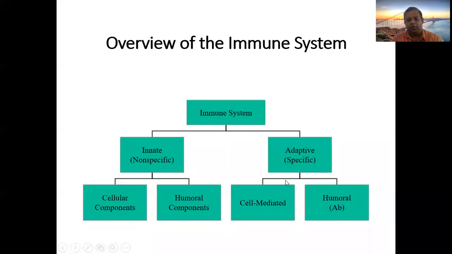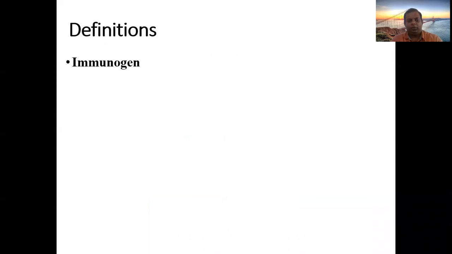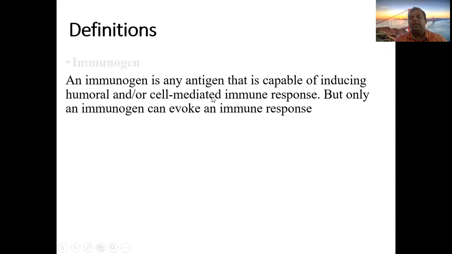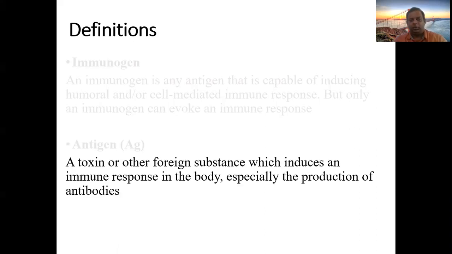The adaptive immune system, later on, is cell-mediated, with B cells and T cells, and humoral, mainly antibodies. For that, we require antigen knowledge. With some definitions: an immunogen is any antigen that is capable of inducing a humoral and/or cell-mediated immune response. Only an immunogen can evoke an immune response. An antigen is a toxin or other foreign substance which induces an immune response in the body, especially the production of antibodies.